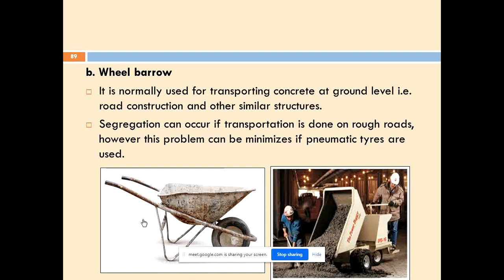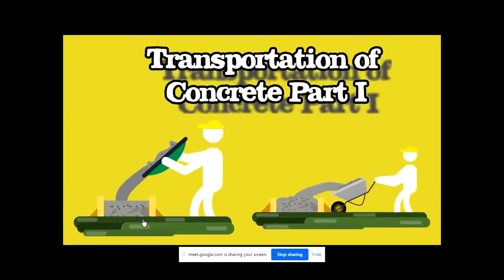Okay, that is one of the disadvantages of the wheelbarrow, where when segregation happens, the coarse aggregate and fine aggregate will settle at the bottom and the cement paste will settle at the top. This can be prevented by using a pneumatic rubber wheel, so that the vibration will be reduced. Once the vibration is reduced, the segregation will also be reduced. So I have a small video of both.